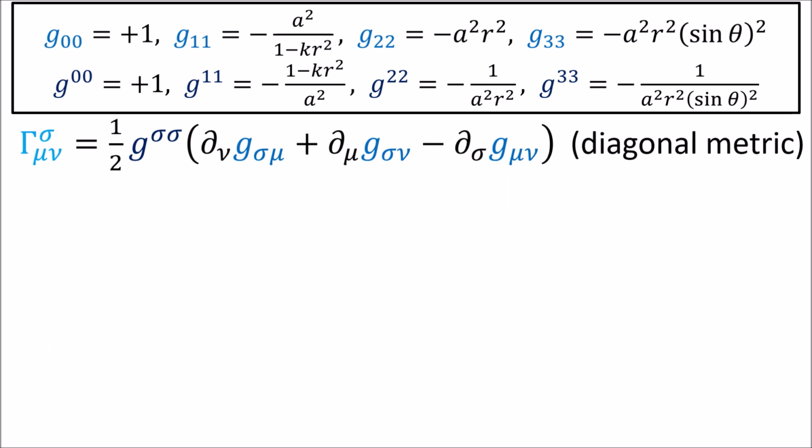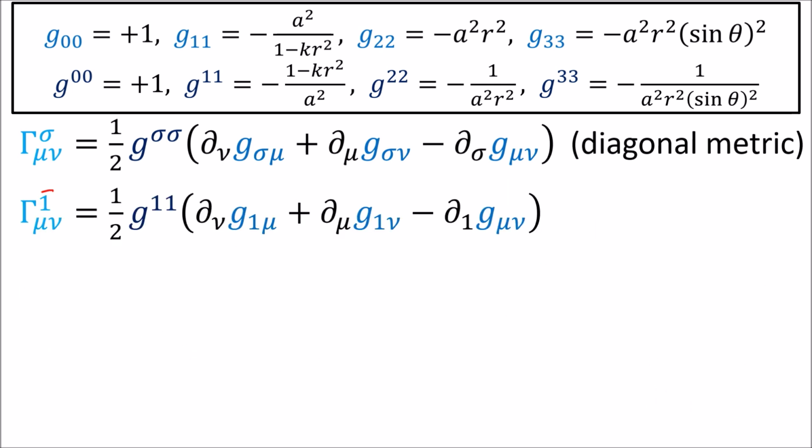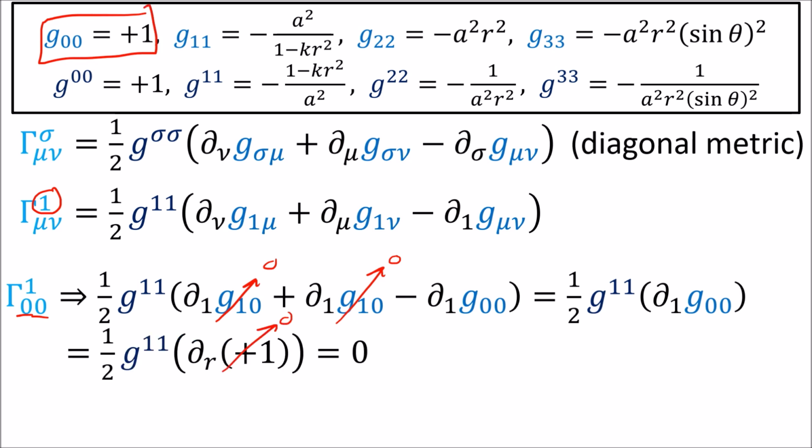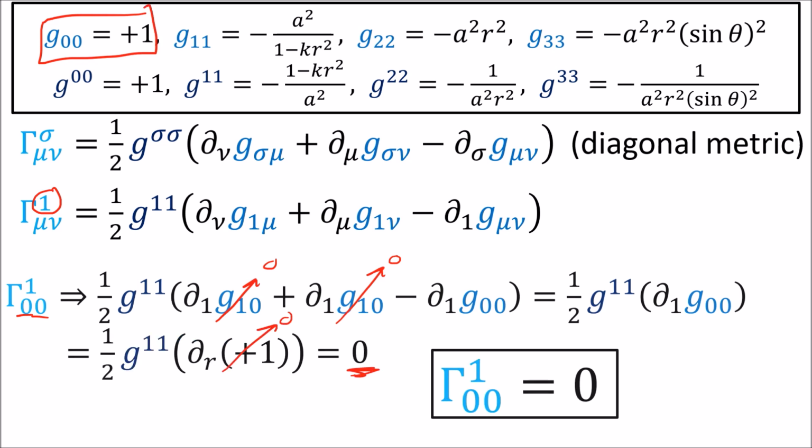Let's continue on with the connection coefficients that have a 1 on top. For the case with 0, 0 on the bottom, all the metric components are either off-diagonal or constant, so this goes to 0.